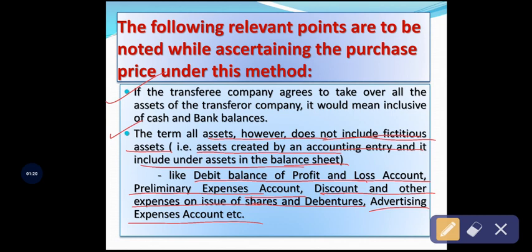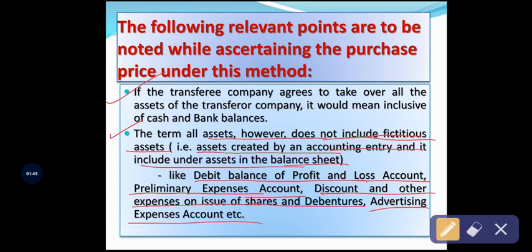Okay, so the second point: the term all assets does not include the fictitious assets. Because they are created on a temporary basis, we have to exclude all the fictitious assets while calculating the purchase consideration under the net asset method or net worth method.